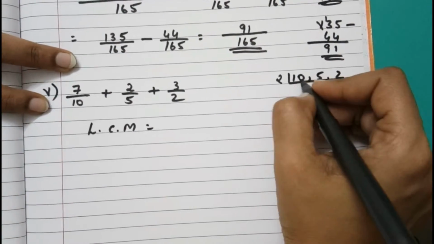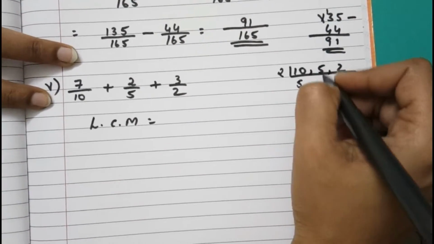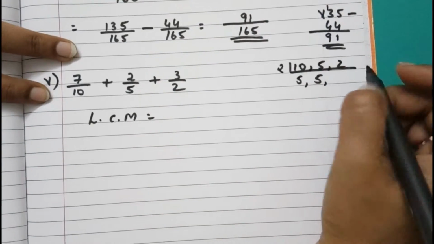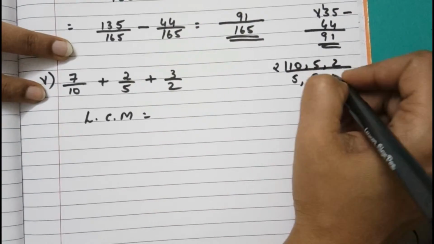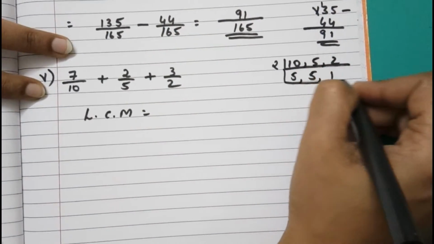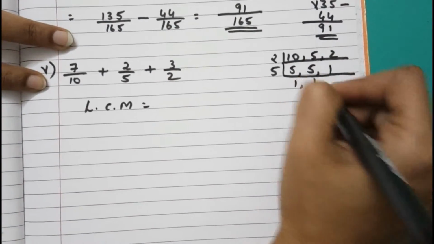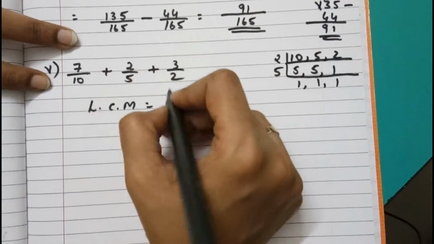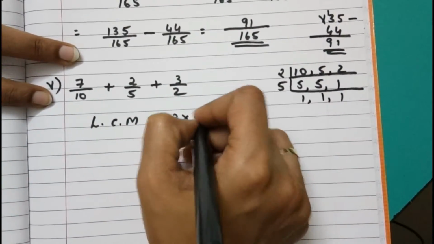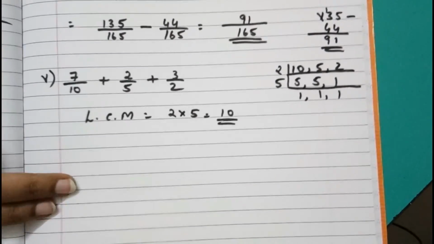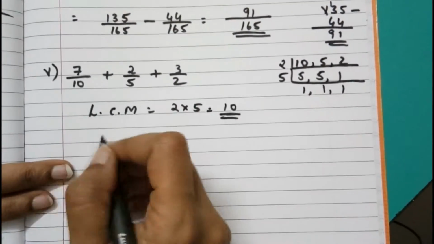2. 2 will go in 10 5 times. Bring this 5 here because 5 is not divisible by 2, and 2 will go into 2 1 time. Okay. What is common here? 5. 1, 1 and 1. So what is the LCM? 2 into 5, which is 10. 10 is the LCM. Now let's do the calculation.